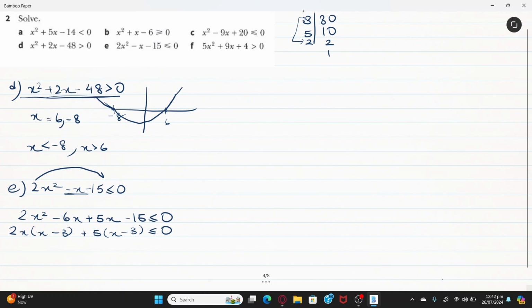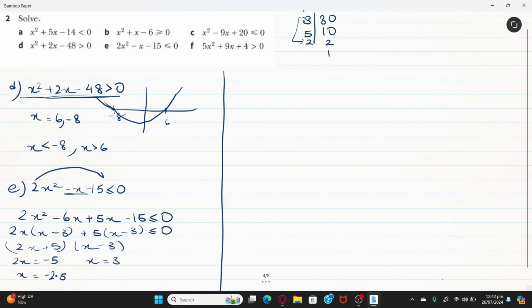So again, what we are going to do is 2x plus 5 and x minus 3. So for this one, 2x plus 5 is equal to 0, so that means 2x is equal to negative 5, and x is equal to negative 5 divided by 2, which is equal to negative 2.5. And for the other value, x is equal to positive 3.